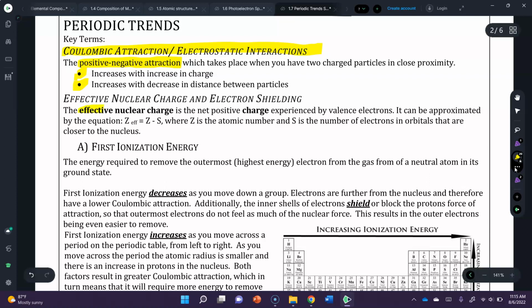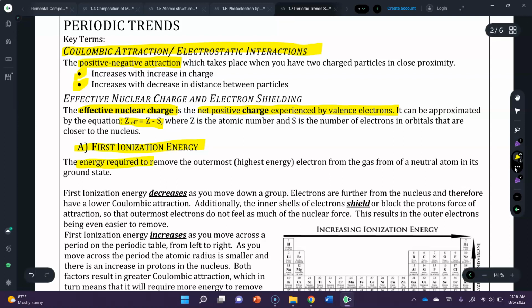Okay, how does effective nuclear charge work with this? Effective nuclear charge is the net positive charge experienced by valence electrons, and it's approximated by this equation, where Z is the atomic number and S is the number of electrons in orbitals that are closer to the nucleus. So we're going to use these two concepts to now discuss periodic trends. So the first is ionization energy.